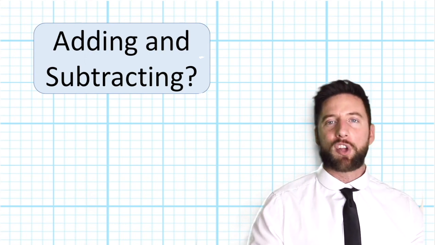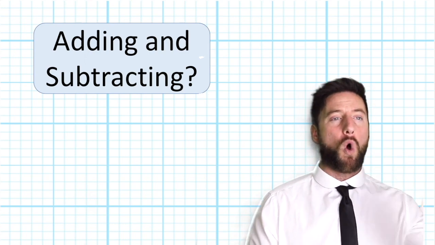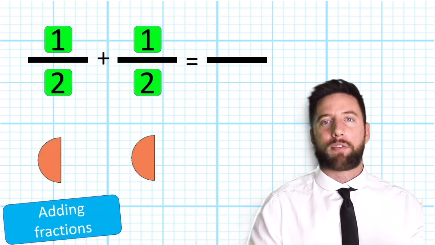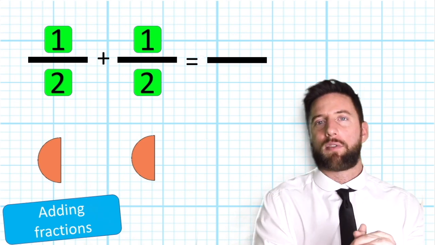But can we use that same trick for adding and subtracting fractions? Let's have a look. Let's have a look at a really basic fraction. Let's have a look at 1/2 add 1/2. Now we know that's going to be a whole. 1/2 of a pizza and another half of a pizza is going to give you a whole pizza.